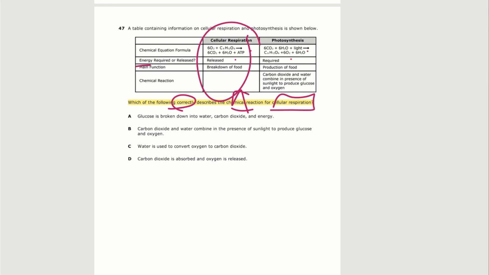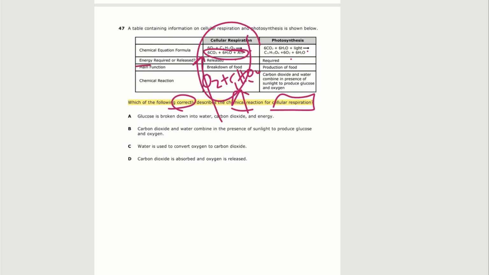They're opposite. So, carbon dioxide and water combine in presence of sunlight to produce glucose and oxygen. So what would I put over here? I'd probably put oxygen and glucose. Oxygen breaks glucose down to make ATP energy, right? That's what happens in the reaction. So it says glucose is broken down into water, carbon dioxide, and energy. Well, okay, yeah. It does say that here, right? See it on top?